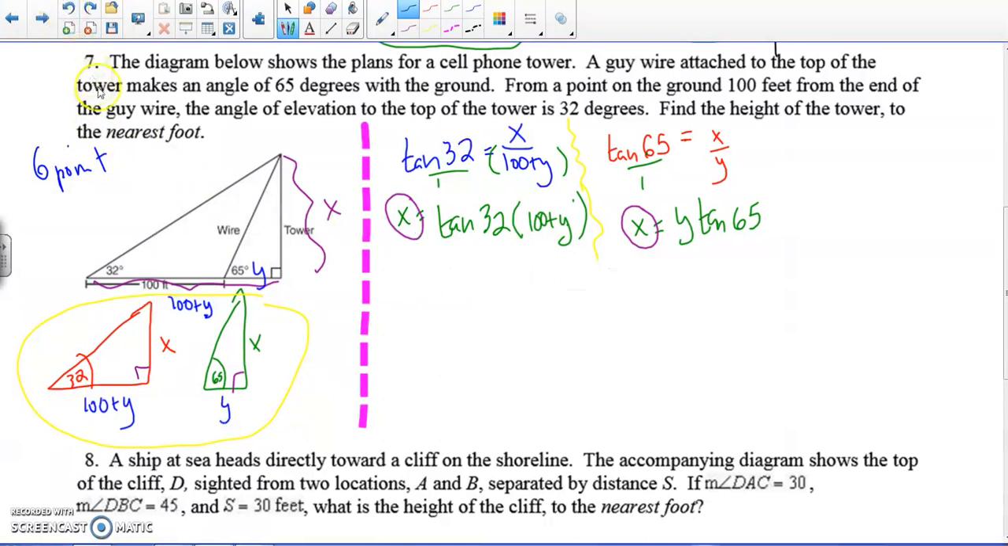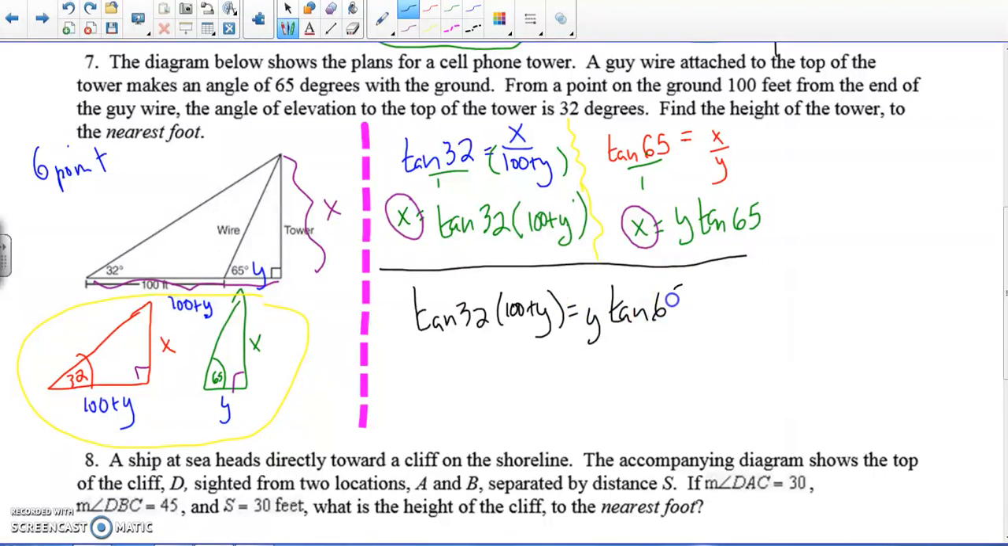All right, so this is a lot of work. It's a long process, but if we just take it one step at a time, you guys can do this. So I don't want you giving up and saying, this is too hard for me. So just walk through it with me step by step. So we're going to take this stuff here. So we have the tangent of 32 times 100 plus y equals y times the tangent of 65. So now you can see we have one equation.